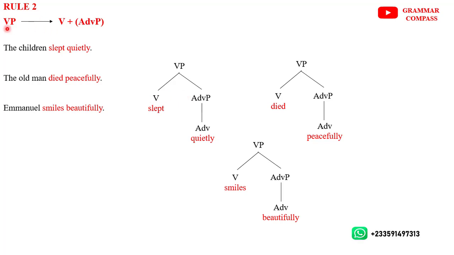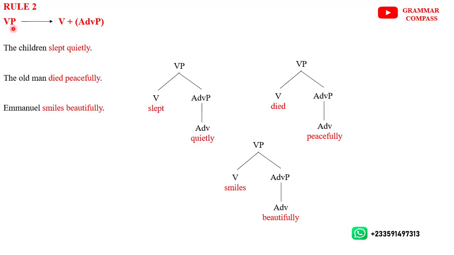A verb phrase consisting of a verb and an adverb phrase qualifying it. I hope you know the meaning of the brackets. It means that the verb phrase can contain the verb, and this adverb phrase is optional. We can remove it. For example, you can say the children slept, so it is optional. That is rule number 2.